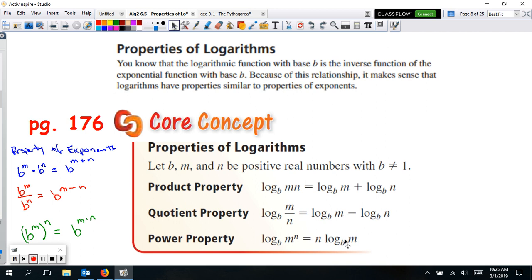Now, one thing to keep in mind, and we don't usually do this with exponents, is in this one we can go backwards.